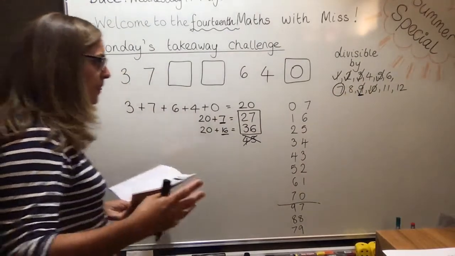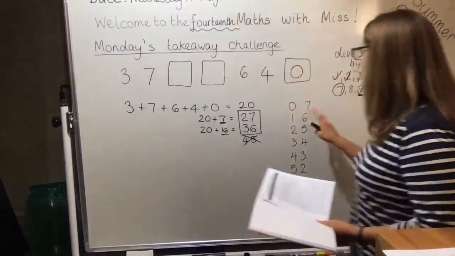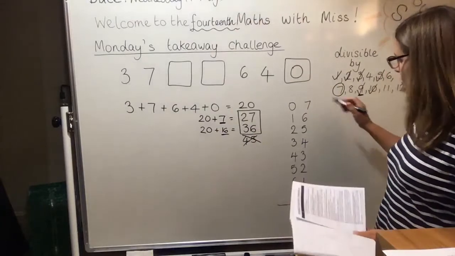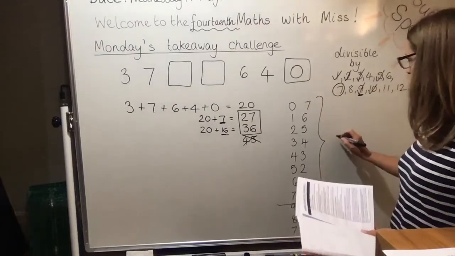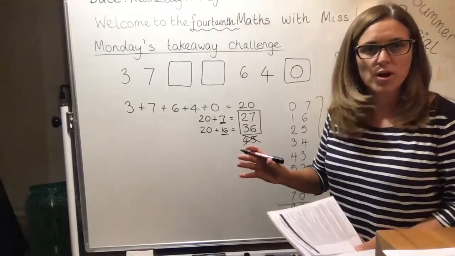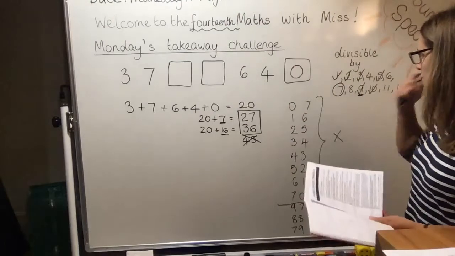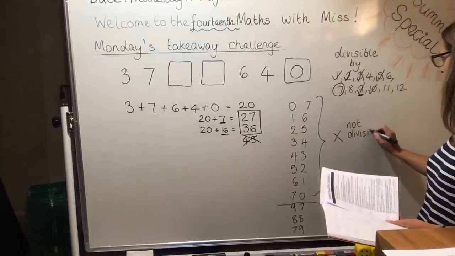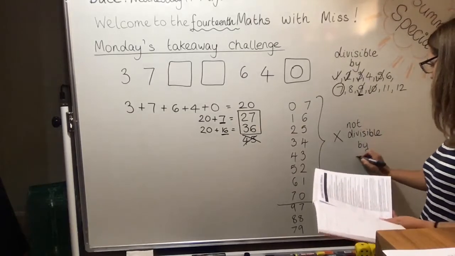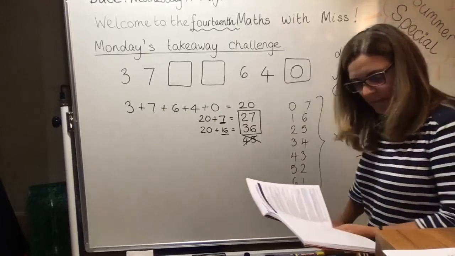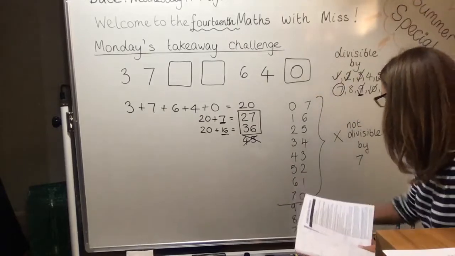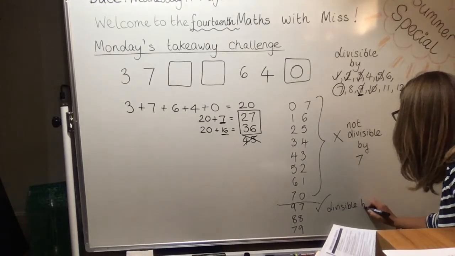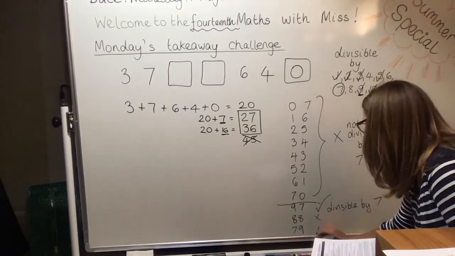So if we substituted all these numbers in one at a time and then divided by 7, you would find that none of these work. And you're just going to have to take my word for it on that, because I haven't got time to go through them all individually. So they are not divisible by 7. And then if I do the same here, I've only got one, which is that one, that is divisible by 7. And those two aren't.